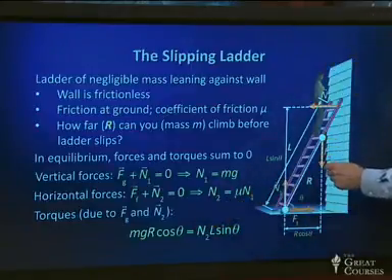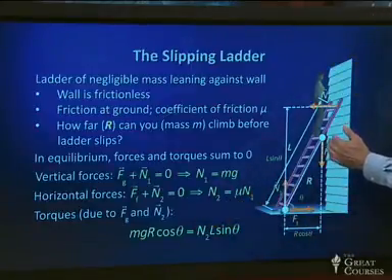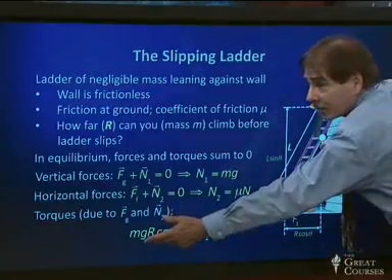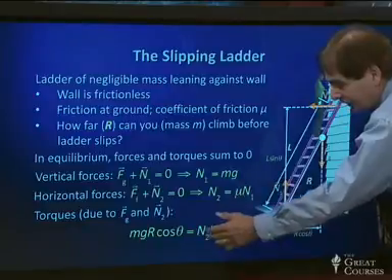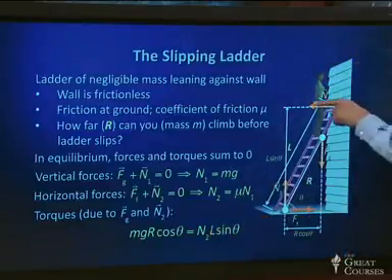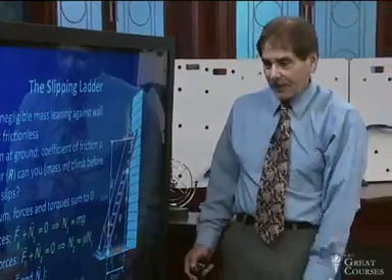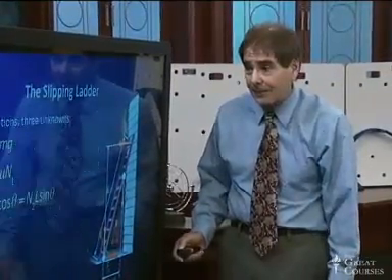The torque due to the gravitational force is the force times the lever arm, r cos theta. So that's the gravitational force, mg, times r cosine theta. And that's got to equal N2 times its lever arm, which is L sine theta. That's a lot of math.